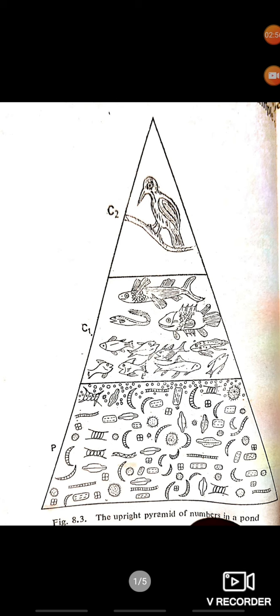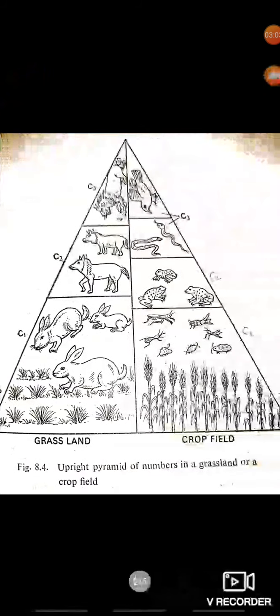In either case, the number of primary producers is the largest, and the number of successive consumer levels goes on decreasing. As you can see in this diagram also, it is an upright pyramid of numbers in a grassland or a crop field. You can see C1, and they are the herbivores, then C2 carnivores, and C3 they are the top carnivores. This is also the pyramid of numbers showing the grassland. Pyramid of numbers in a grassland or crop field.